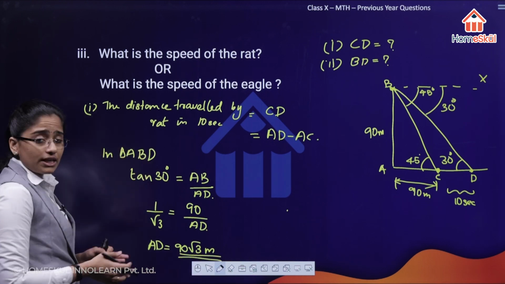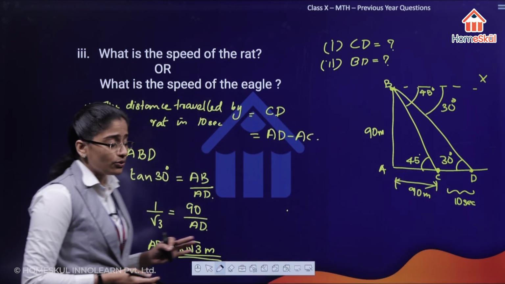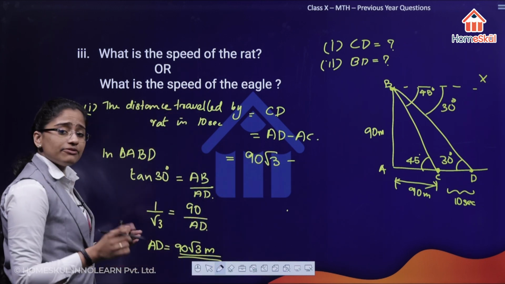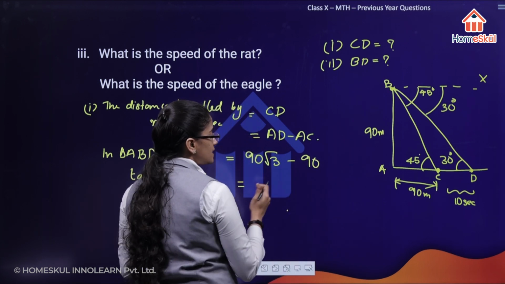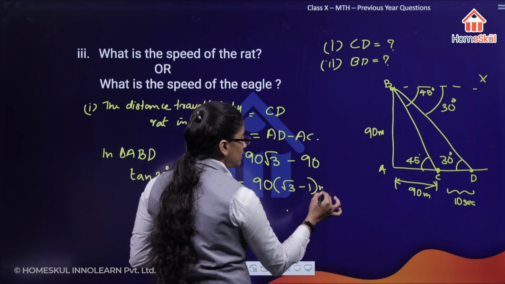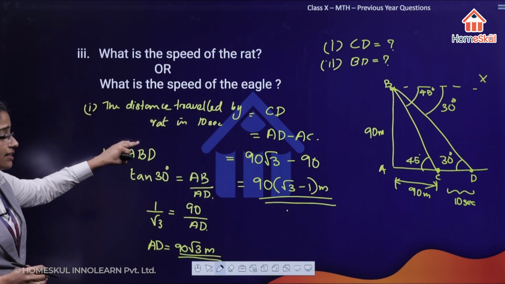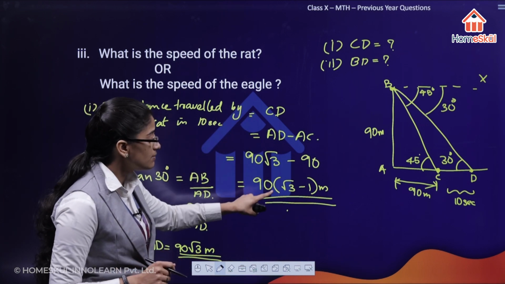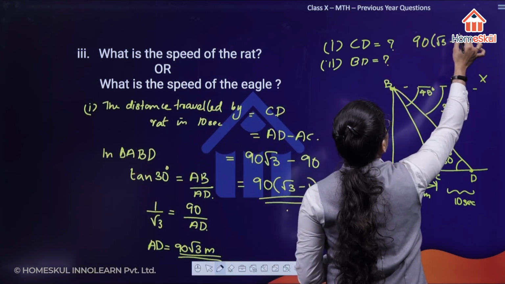The final position of the rat from the tree is 90 root 3. Okay. So AD is equal to 90 root 3 and AC, that we have already found, was 90 meter. So it is 90 root 3 minus 90 meter. Taking 90 common, it is 90 into root 3 minus 1 meter. That means the distance traveled by the rat in 10 seconds, CD with respect to our figure, is 90 times root 3 minus 1 meter.